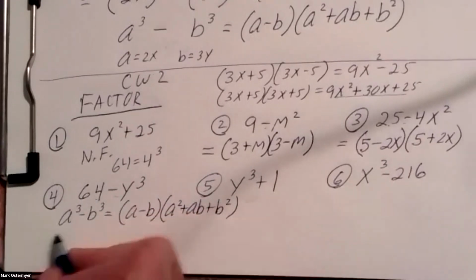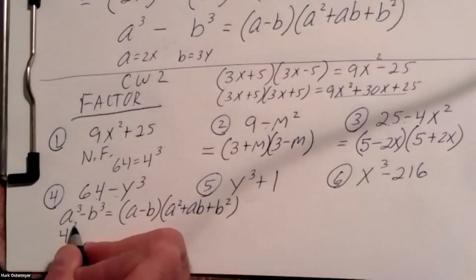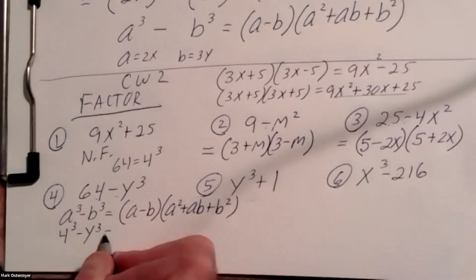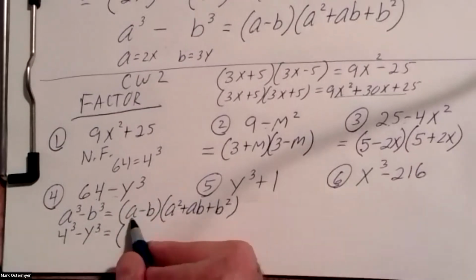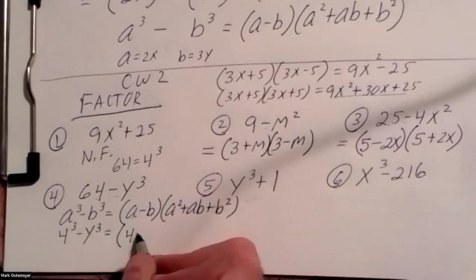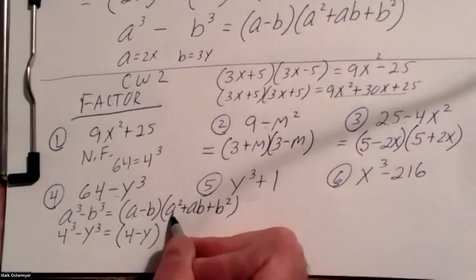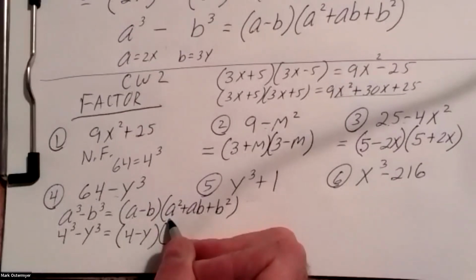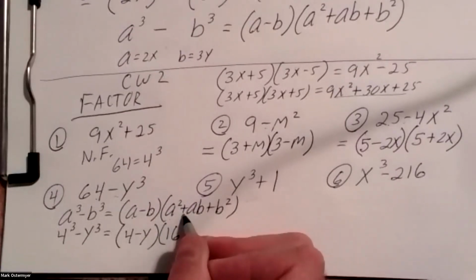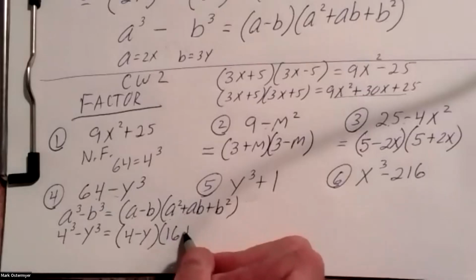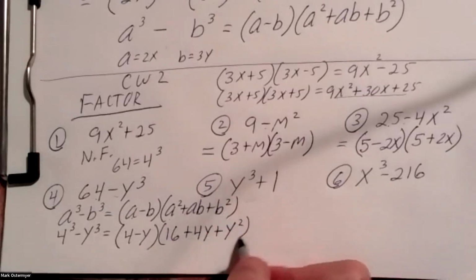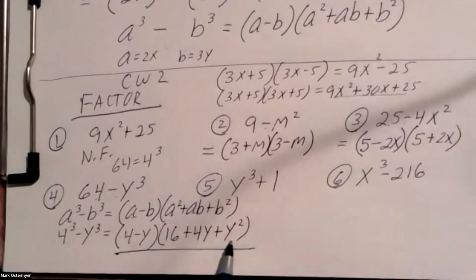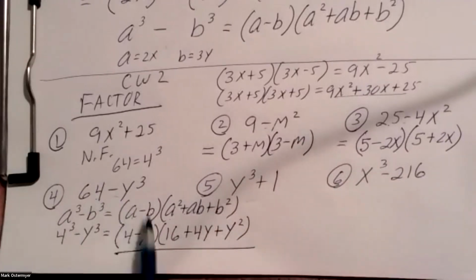Therefore, 64 minus y cubed is really 4 cubed minus y cubed. So our A is really a 4 and our B is really a y. So A minus B, I put in 4 minus y times 4 squared, but 4 squared is 4 times 4 is 16, plus 4 times y plus y squared. There's your answer. This is the factorization of 64 minus y cubed.